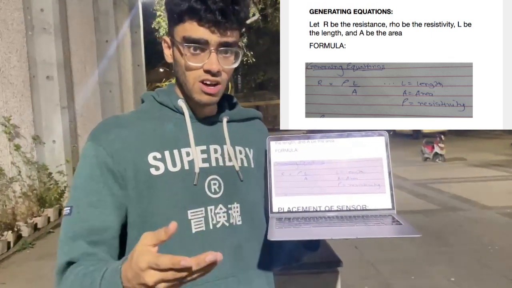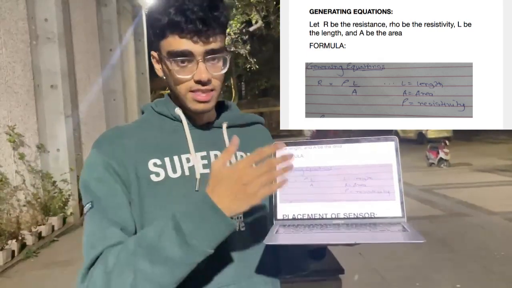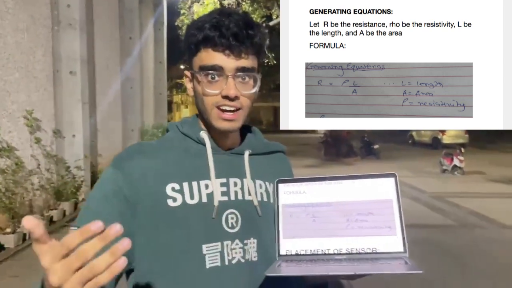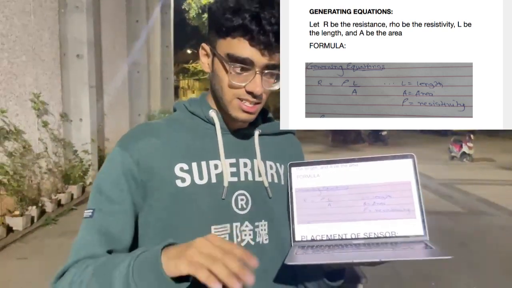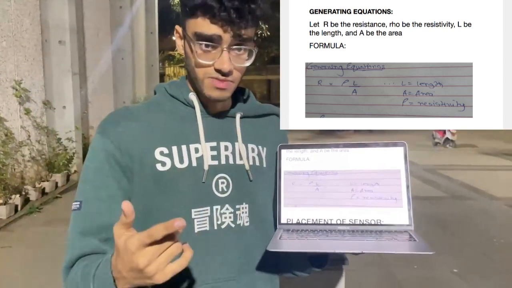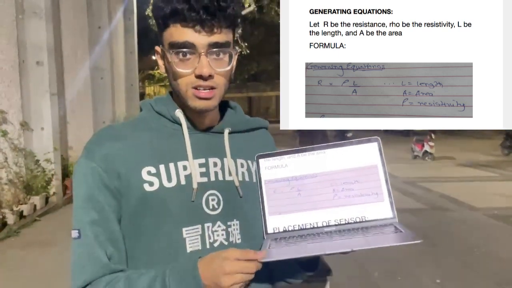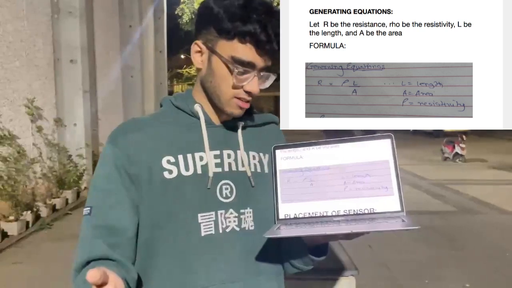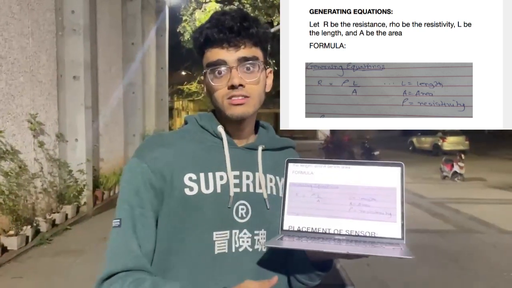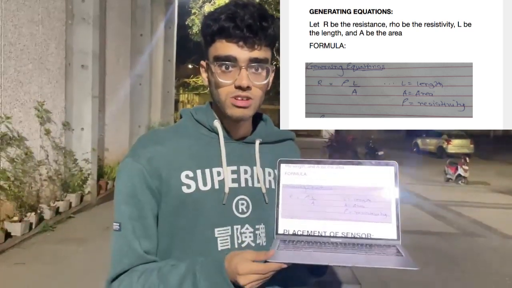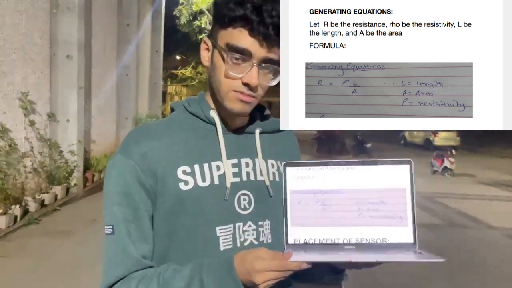By using Ohm's law, that is V equals IR, the voltage that will be generated is directly proportional to the resistance. As resistance changes, the voltage changes, and as the voltage changes, we get the output that the CO2 level is more or less, or depending on the voltage level, we can do the further output.